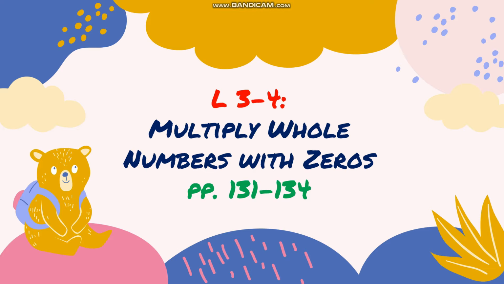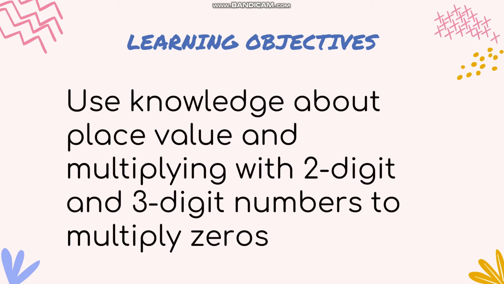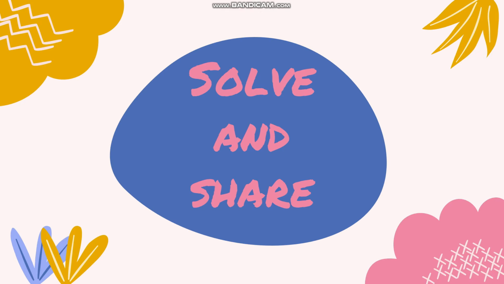Multiply whole numbers with zeros. You will find this lesson on page 131 up to page 134 from your book. Here is the learning objective for today's lesson: use knowledge about place value and multiplying with 2-digit and 3-digit numbers to multiply zeros.